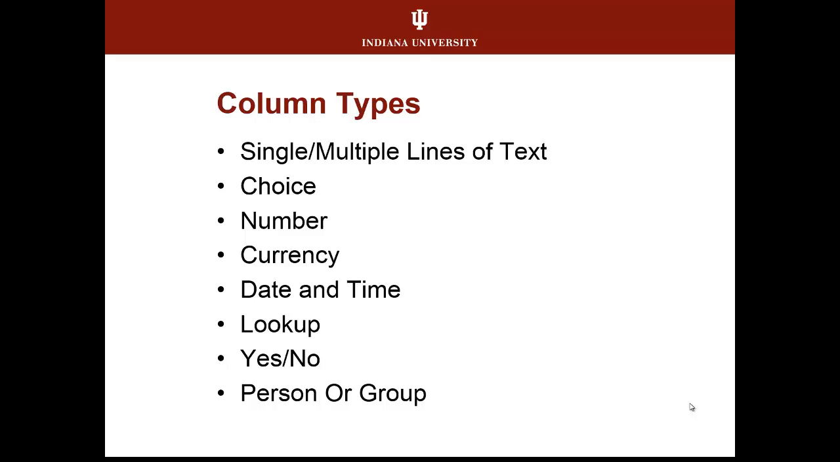Some various column types that we have access to: a single or multiple line of text, a choice, which allows you to choose multiple options that you select. You determine what the different choices are in that case. There's a number, different types of numbers, currencies, dates and times. It can either be a date or the date and the time together. It can't just be the time. You can also do a lookup field, which actually looks up information from another list, which makes SharePoint work a little bit more like a database.